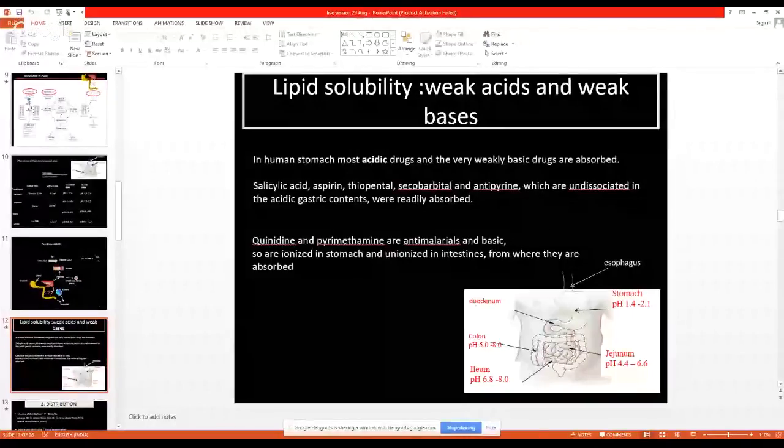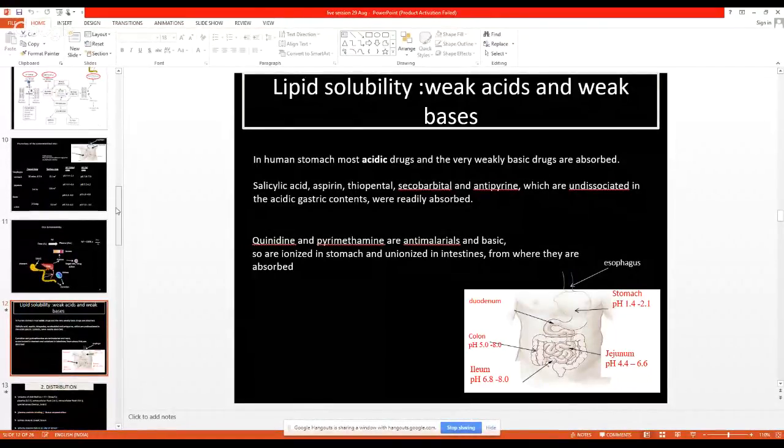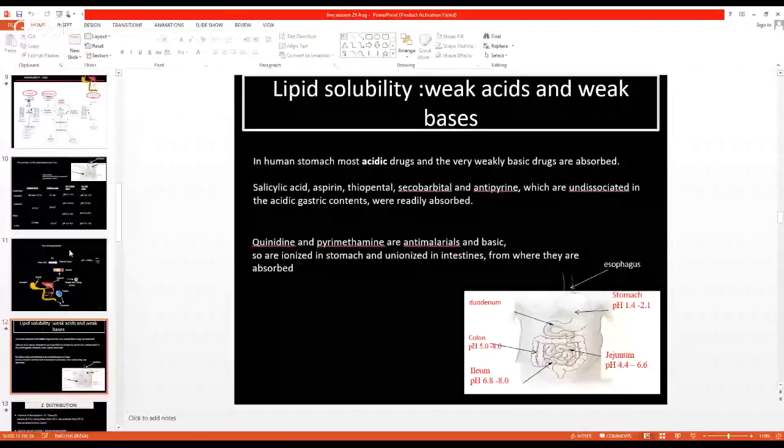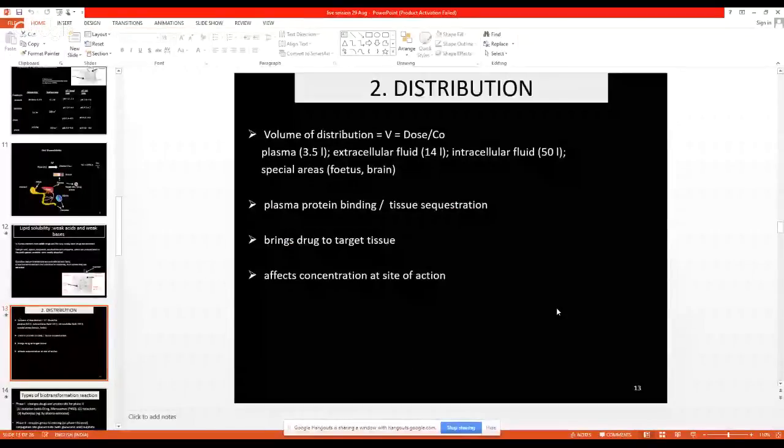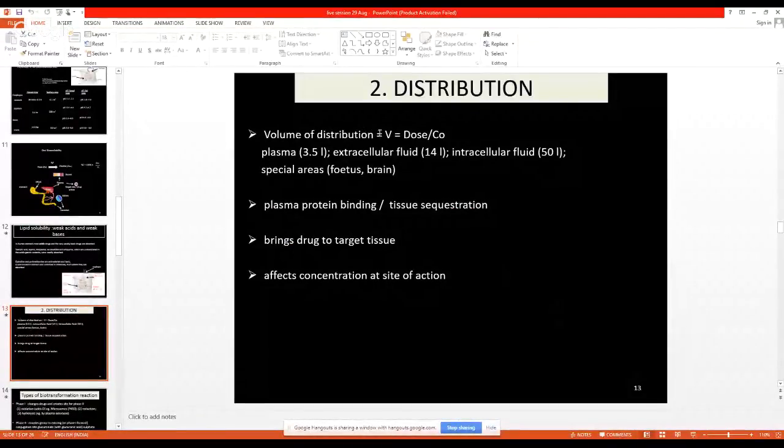Okay, so once it gets absorbed, there is something called distribution. It is like putting a spoon of salt into a big bucket of water, so it gets distributed and the concentration of the salt will be a certain number. Okay, so that's the distribution. Distribution is important because it tells you what is the maximum concentration of the drug that it reaches in your bloodstream. Okay, whether that is an effective concentration or a toxic concentration.